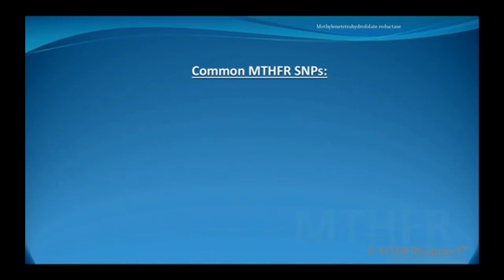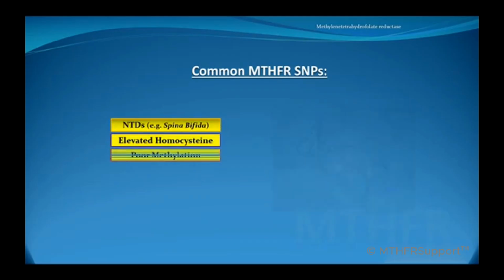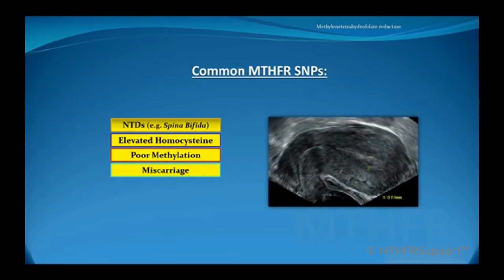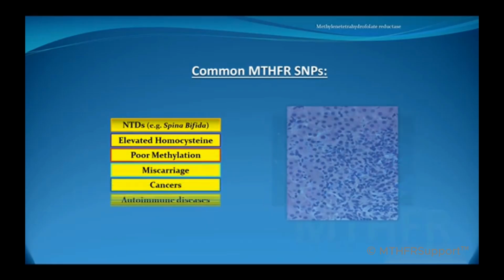The most common SNPs, which stands for single nucleotide polymorphisms, that are tested are C677T and A1298C. When someone has a defect at one of these enzymes, he or she can have an array of problems related to folate deficiency, such as neural tube defects, spina bifida, elevated homocysteine, poor methylation issues, miscarriages, cancers, and autoimmune diseases.